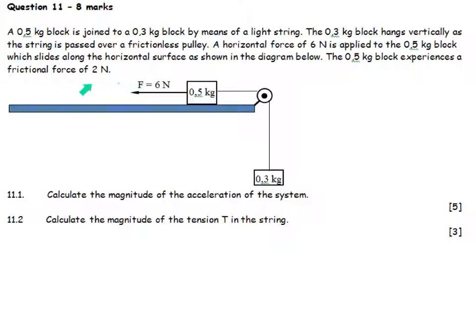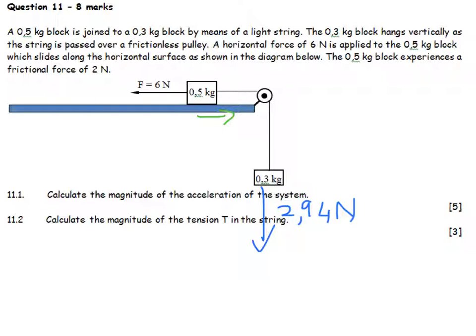So 6 newtons is bigger than 3 newtons, because remember this downward force over here would have been, it's not quite 3, it's 2,94, but 6 is bigger, so this system actually moves up and to the left. The 0,5 kilogram block experiences a frictional force of 2 newtons. That frictional force has to be against the motion. Calculate the magnitude of the acceleration of this system.